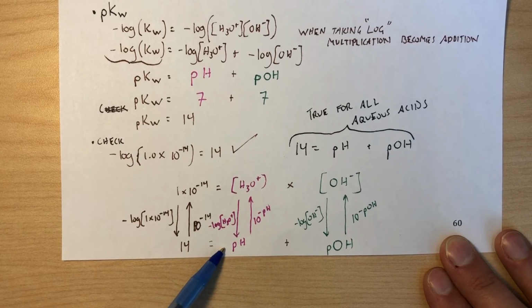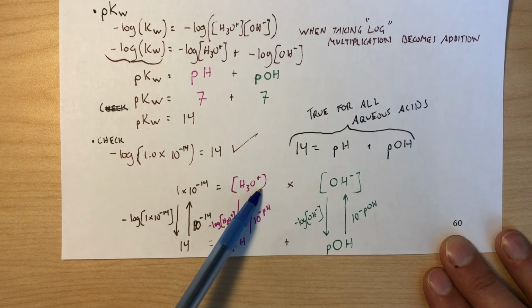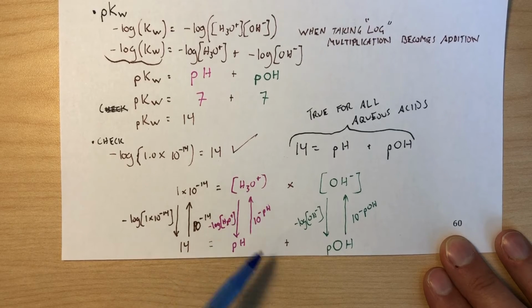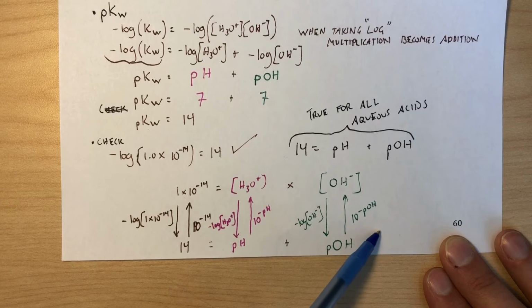We can do the same for pH. The negative log of hydronium is pH, and 10 raised to the negative pH is hydronium. The negative log of hydroxide is pOH, and 10 to the negative pOH is hydroxide.